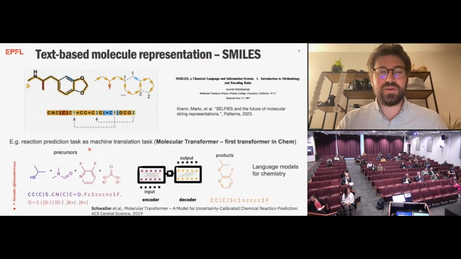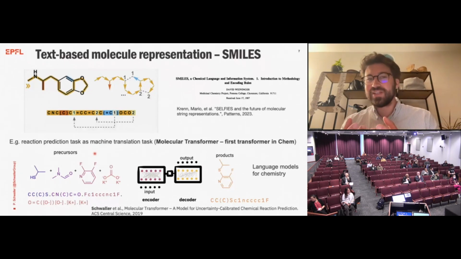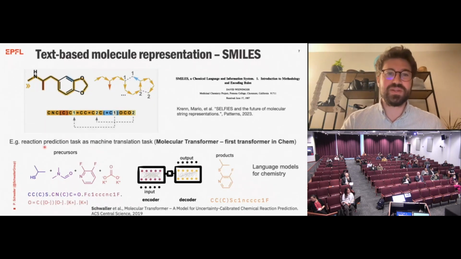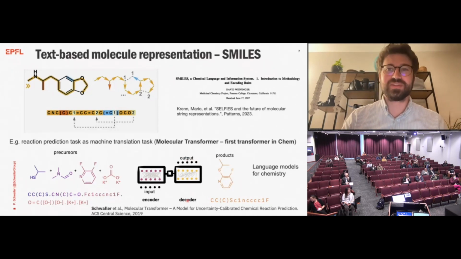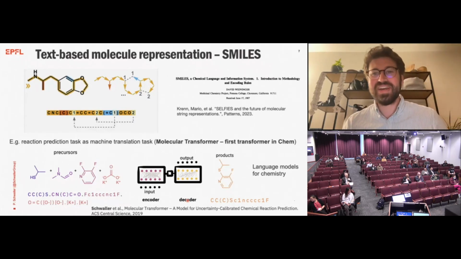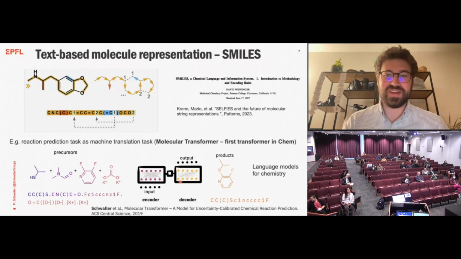So learning a translation function between precursor molecules and products. And I would say the transformer model, which in its decoder form is now used behind GPT, for example, that you all know from ChatGPT, is still the workhorse in language models.